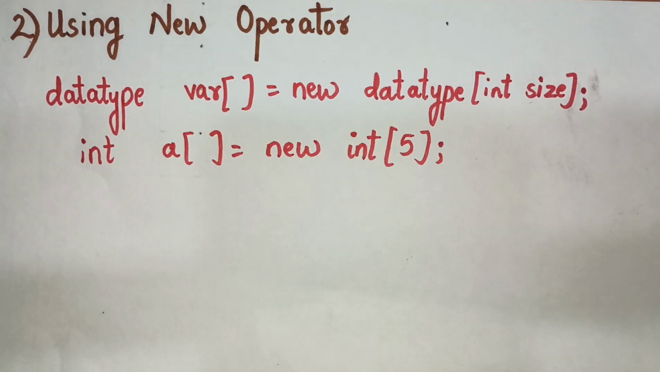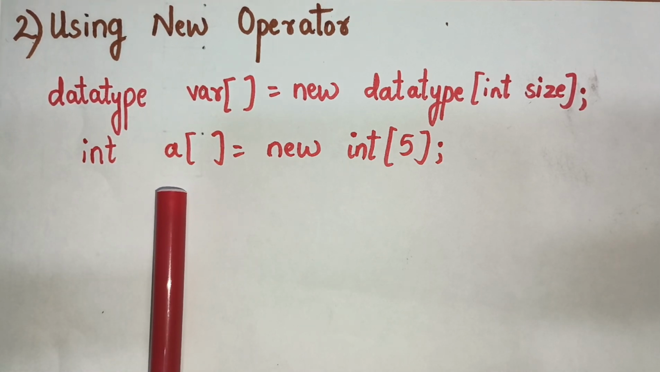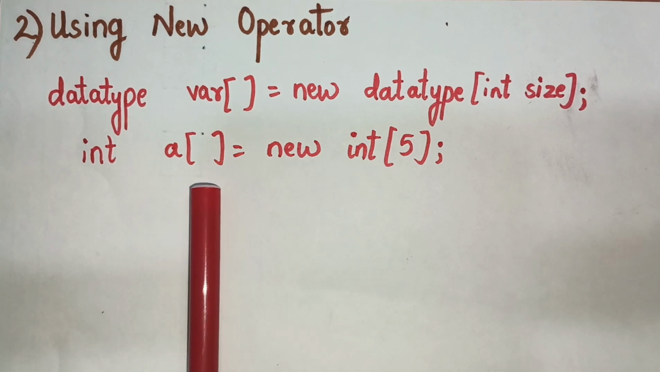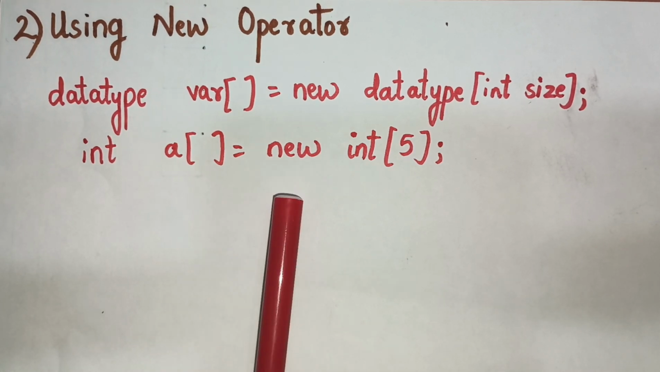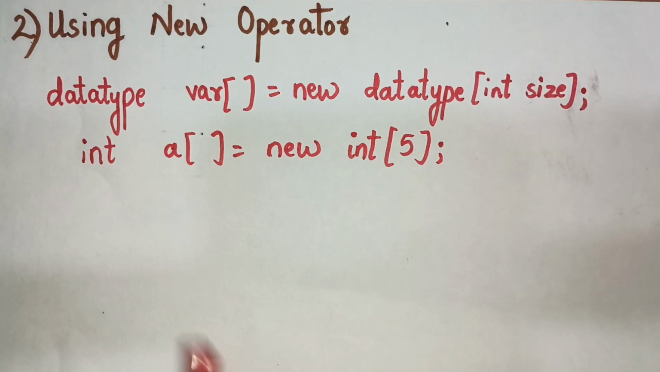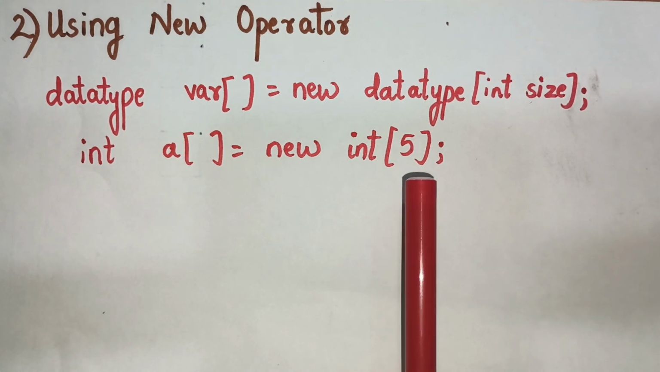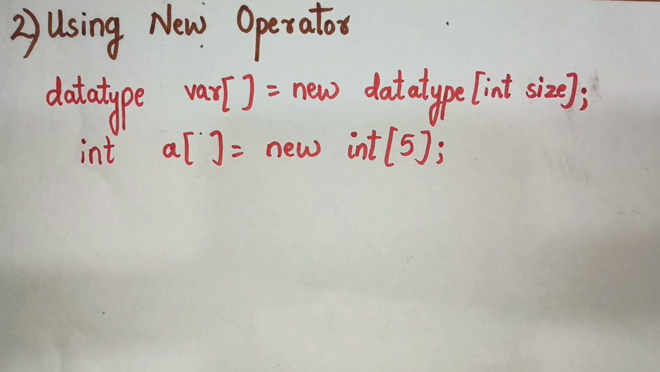So here is an example of creating an array using the new operator. Here we are writing the data type, array object reference variable, and then the brackets is equal to new data type size of the array. So here we have created the array of size 5. Index position will start from 0 and end at 4. That is size minus 1, which is the last index position.